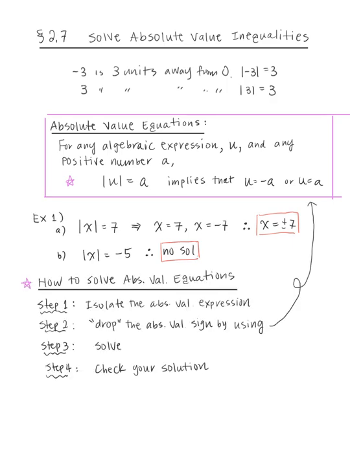Okay, now let's go with how to solve an absolute value equation. Step number 1, isolate the absolute value expression either on the left-hand side or on the right-hand side. Step 2, drop that absolute value sign by using the theorem above. Step number 3, solve that equation. And step 4, check your solution. Alright, so let's do some examples.